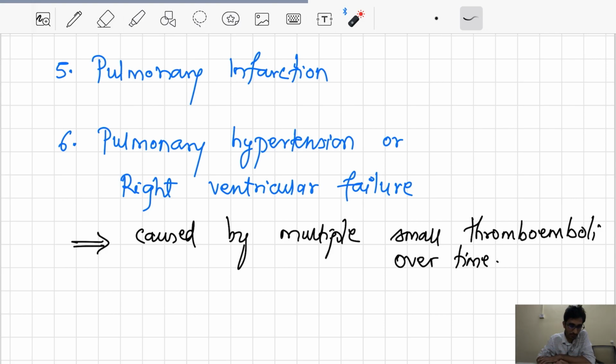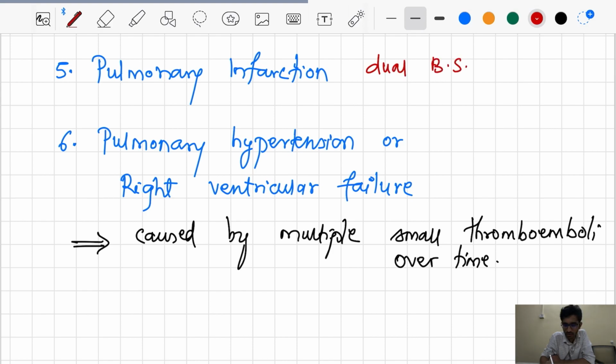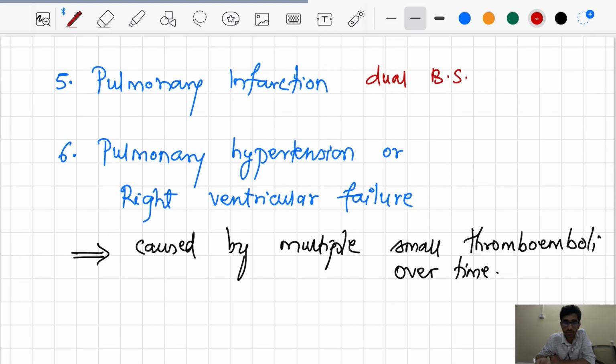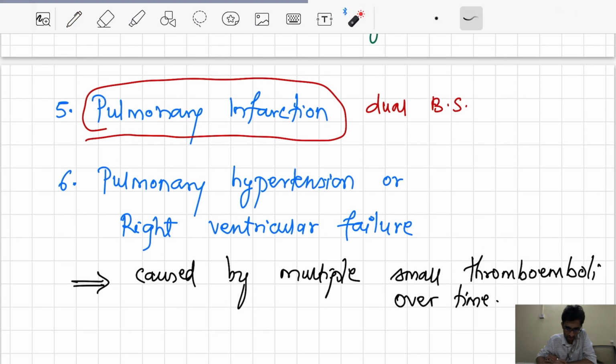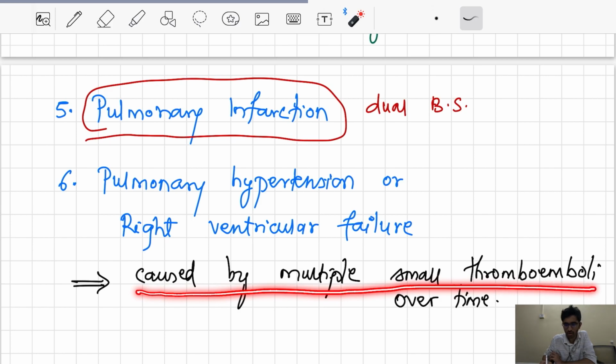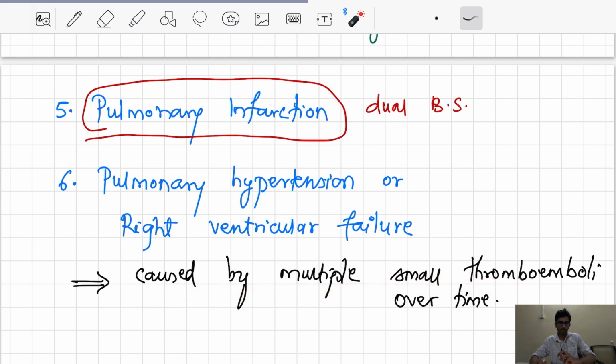Next complication is pulmonary infarction. Generally, infarction does not occur in lungs because lungs have dual blood supply, one from the pulmonary artery and another from the bronchial artery. So if the bronchial artery blood supply is also compromised, for example in left heart failure, then it will lead to pulmonary infarction. Last complication is pulmonary hypertension or right ventricular failure. It is caused by multiple small thromboemboli over time. So these are the complications of pulmonary embolism.